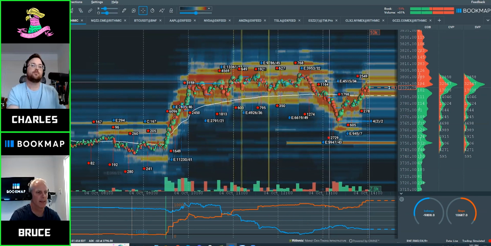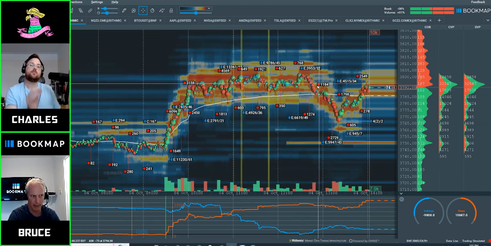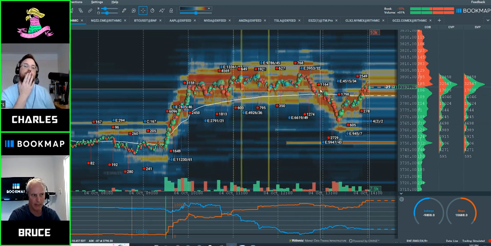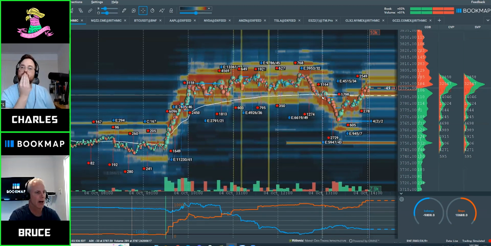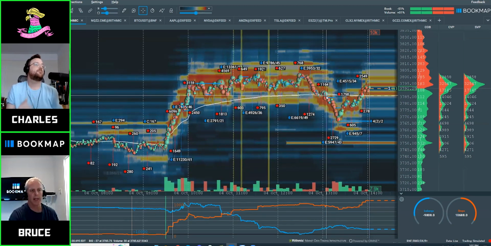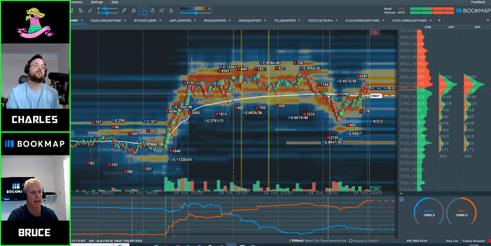What Bookmap is, we're just a charting platform here. However, the uniqueness is the way we visualize the market data. That is very different than other charting platforms, and we think it offers an edge by visualizing things you just simply cannot see in other platforms.